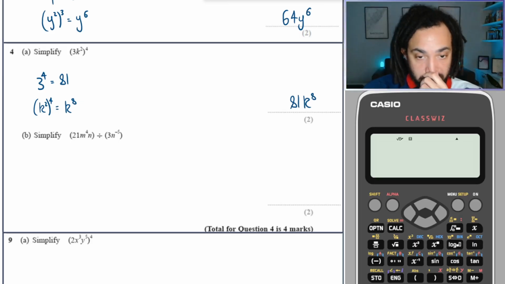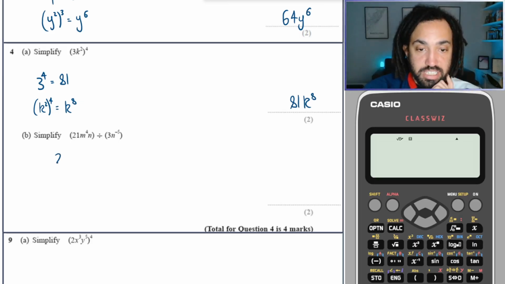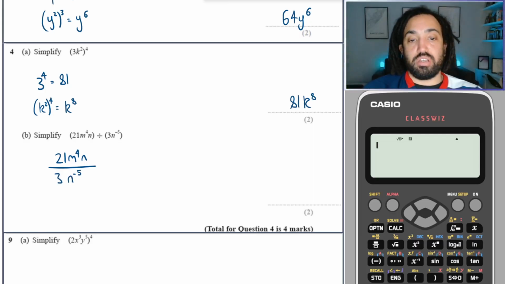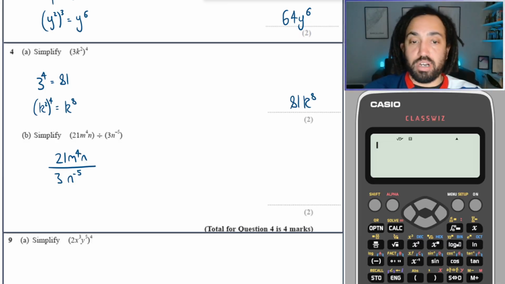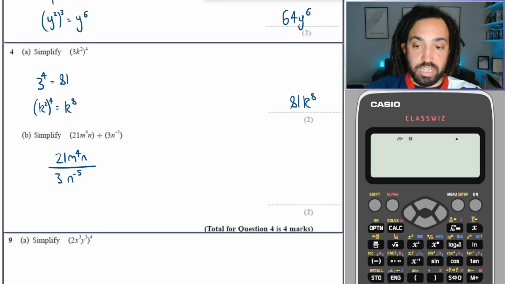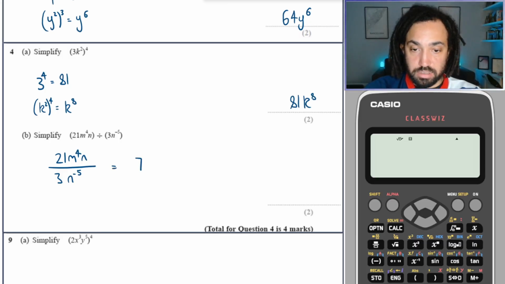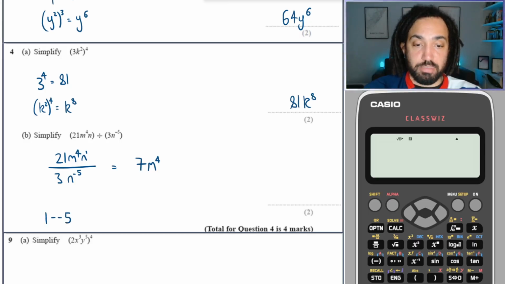Okay, in this instance, I think the best thing to do would be to write it as a fraction. I find it easier when it's written like a fraction. I can see where it cancels a bit easier. Okay, good. So let's do the numerical part first. 21 divided by 3 is 7. There is just m to the 4 on top, so that stays where it is. There's no m's to cancel. And then we have n to the 1 divided by n to the minus 5, which means we need to do 1 minus minus 5 in terms of powers, which gives me 6. So that's n to the 6.